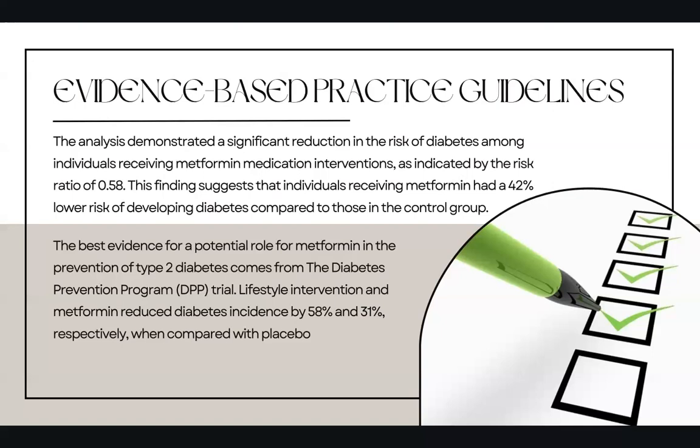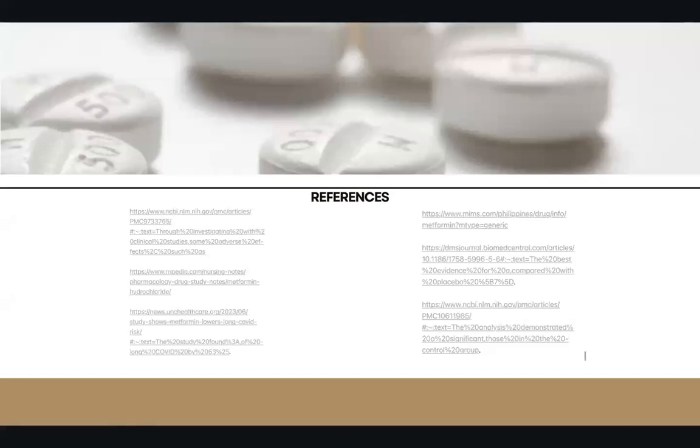So the best evidence for a potential role of metformin in the prevention of type 2 diabetes comes from the Diabetes Prevention Program, or the DPP trial. Lifestyle intervention and metformin reduced diabetes incidence by 58% and 31% respectively when compared with placebo.